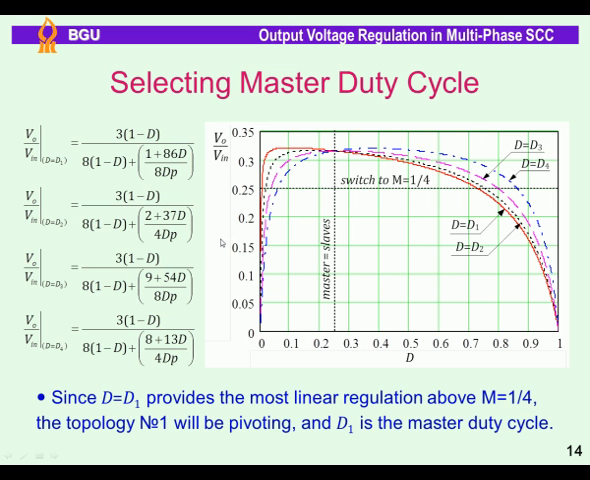In the considered binary SCC, the required range is the gap between the conversion ratio of 3/8 and the lower next of 1/4. We tested each topology in the role of pivoting and built 4 regulation characteristics. So, we have 4 candidates for master duty cycle. The red line here corresponds to D equal to D1 that provides the most linear regulation above 1/4. Thus, the first topology will be pivoting, and D1 will be the master duty cycle.